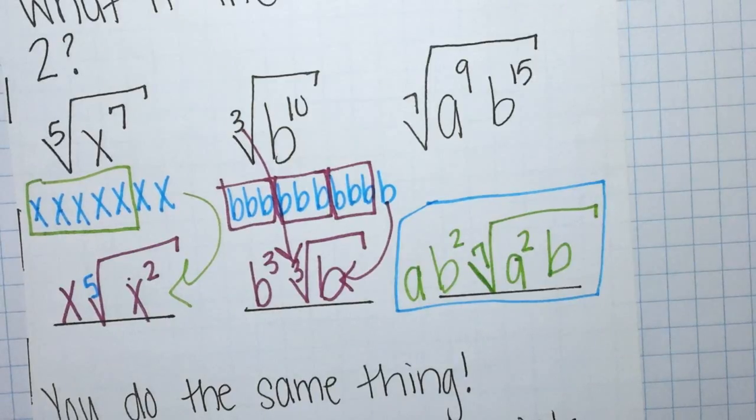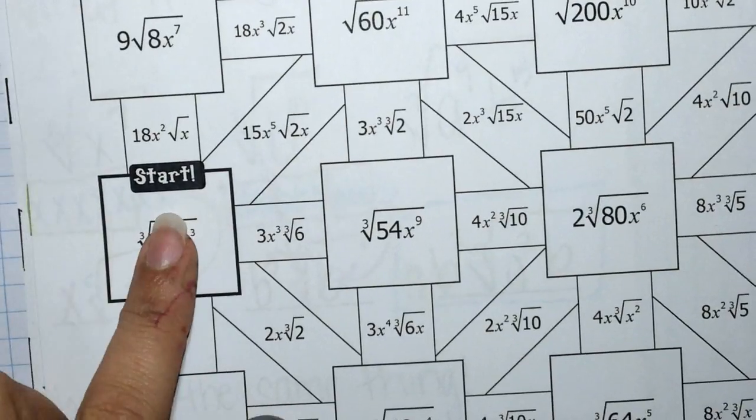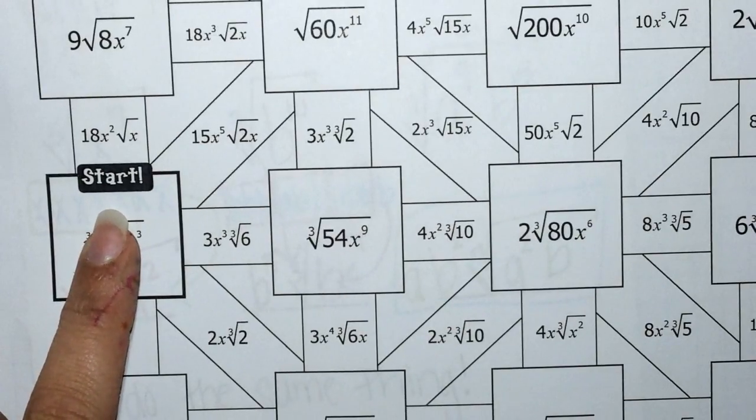Alright, so what you're going to get for homework tonight is a maze. So that means that each of you are going to do different things. Take one and pass. So everybody should start where it says start.